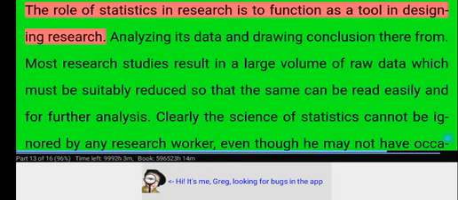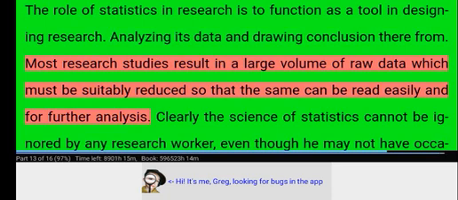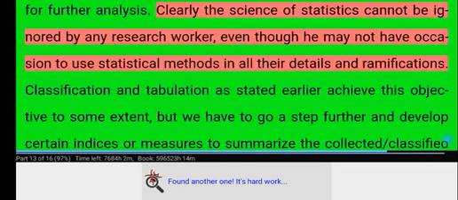Statistics in research. The role of statistics in research is to function as a tool in designing research, analyzing its data and drawing conclusions therefrom. Most research studies result in a large volume of raw data which must be suitably reduced so that the same can be read easily and used for further analysis. Clearly the science of statistics cannot be ignored by any research worker, even though he may not have occasion to use statistical methods in all their details and ramifications.